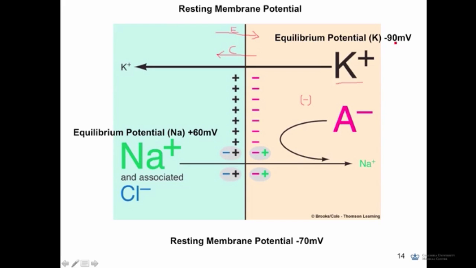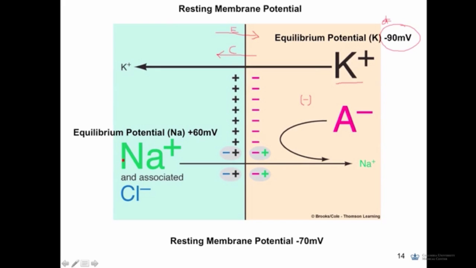Okay? And the equilibrium potential for potassium happens to be minus 90 millivolts. That means that when the cell gets to minus 90 millivolts, the electrical gradient is large enough to equal the concentration gradient, but they're pointed in opposite directions. So when the cell is at minus 90 millivolts, potassium no longer has a driving force for movement.